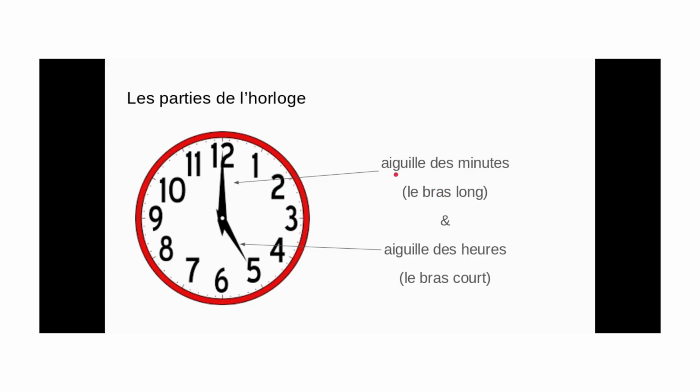Le bras long, aiguille des minutes, indique les minutes. Le bras court, aiguille des heures, indique l'heure. So in English, we call this the minute hand, and we call this the hour hand.